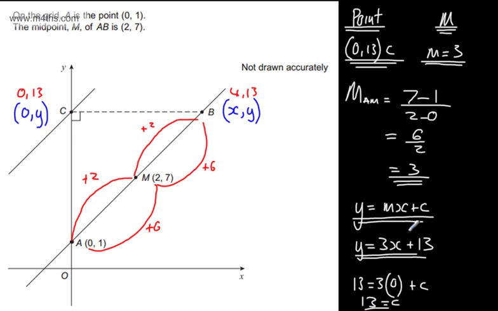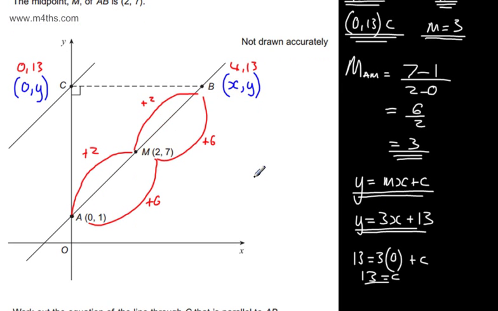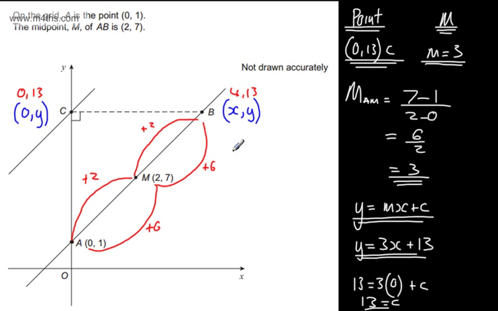But remember, the value of c is the y-intercept. So it's just a case here of writing y is equal to 3x plus 13. So quite a nice little question and fairly logical once you've done it. We can see now that this right angle here, it's just a straight line we move across.